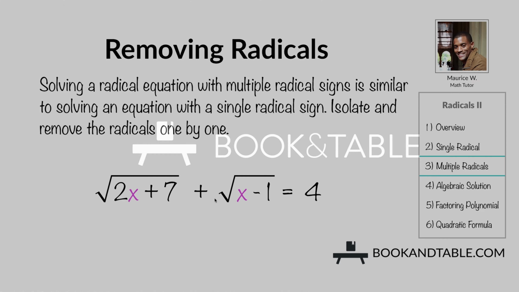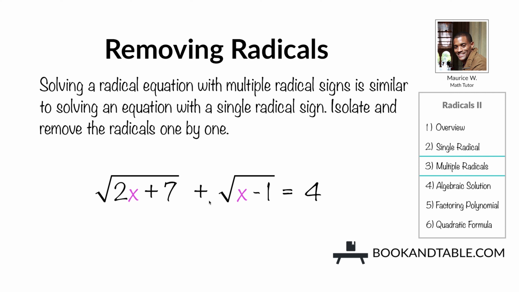Let's now discuss how to remove multiple radicals from a radical equation. This isn't drastically different, it's just a bit longer and a bit more tedious. You're essentially going to do the same thing that we just did for single radicals, just multiple times. Solving a radical equation with multiple radical signs is similar to solving an equation with a single radical sign. Isolate and remove the radicals one by one.